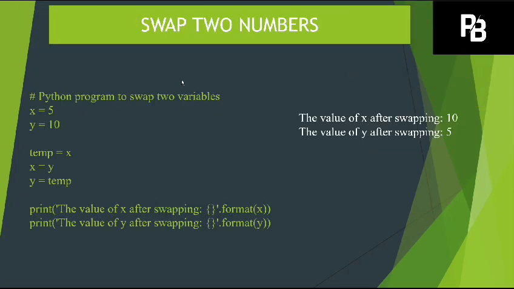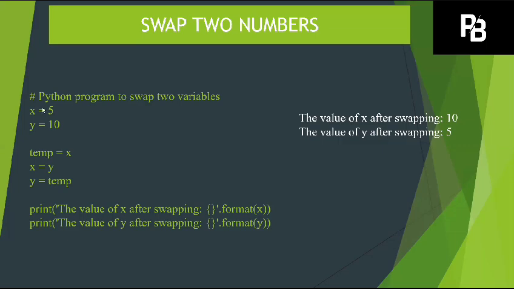Next program is swap two numbers. What is the meaning of swap? Swap means interchange. Interchange the values of two variables. Now, I can write this program in two ways. In two ways means what? I can swap my two numbers using a third variable or without using a third variable.